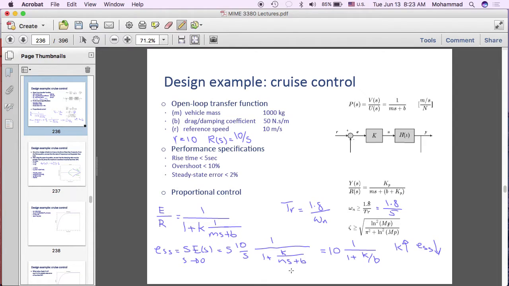So S times E of S when S goes to 0, we find the steady state value of error to be 10 times 1 over 1 plus k over B. B has a known value. B is 50. So this then therefore becomes 10 times 1 over 1 plus k divided by 50.